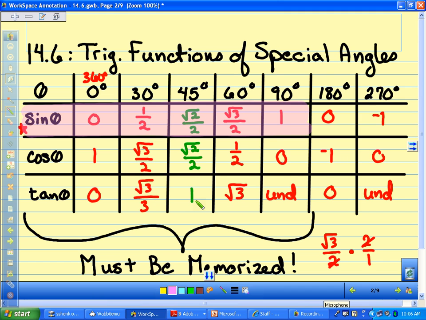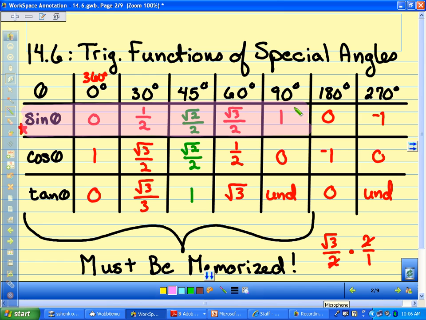Anything divided by itself is 1. Again, I'm not going to divide by 1/2. I'm going to multiply by the reciprocal and simplify it. And then I can't divide by 0. It is undefined. If I know that sine line, I have everything.